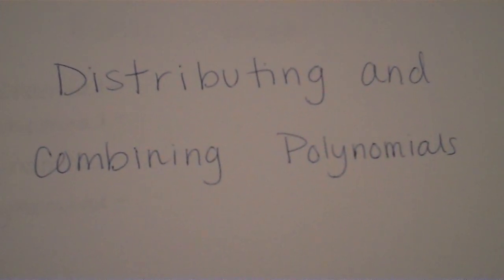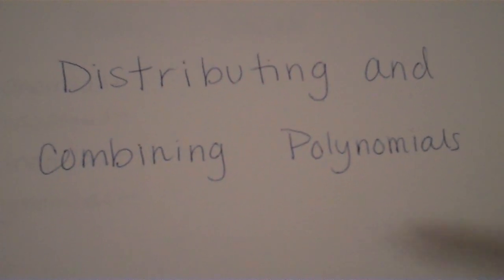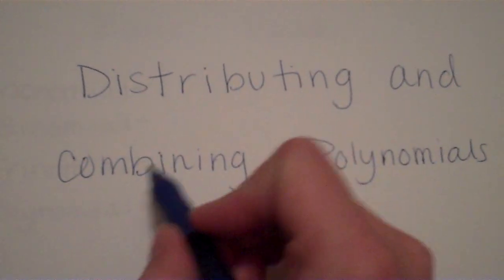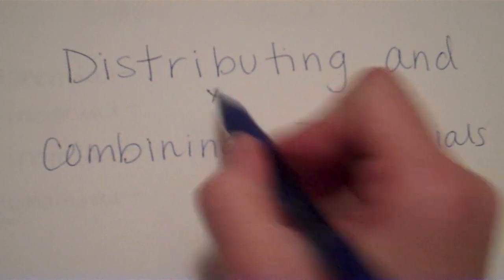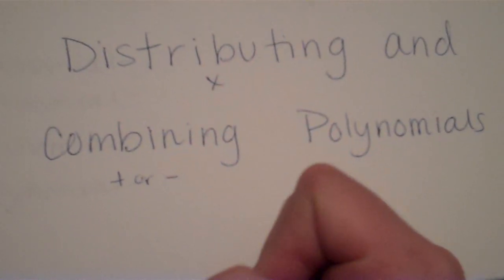Alright guys, so we're going to apply the exponent rules that we already know, and then we're going to apply them to distributing and combining polynomials. Well, you should know what this word distributing means. It just means that we're multiplying stuff. So we're multiplying. And combining means we're adding or subtracting stuff.